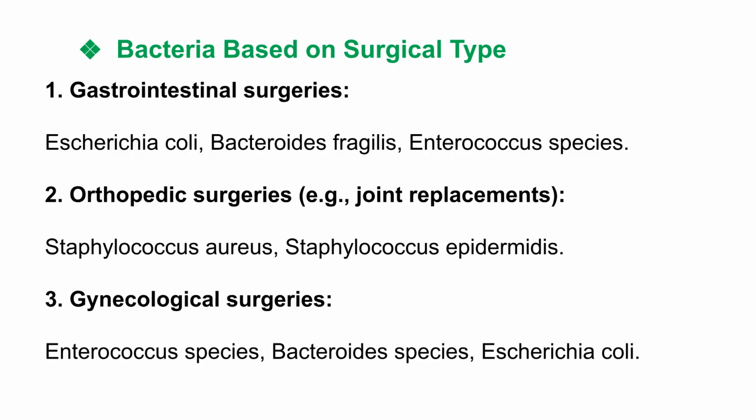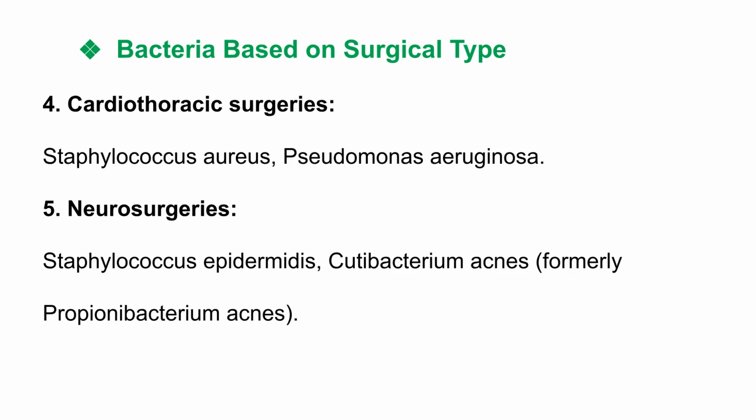Bacteria common in gastrointestinal surgeries include E. coli and B. fragilis. Orthopedic surgeries often involve S. aureus and S. epidermidis. Gynecological surgeries are commonly associated with Enterococcus and E. coli. For cardiothoracic surgeries, S. aureus and P. aeruginosa are common. Neurosurgeries often involve S. epidermidis and Cutibacterium acnes.